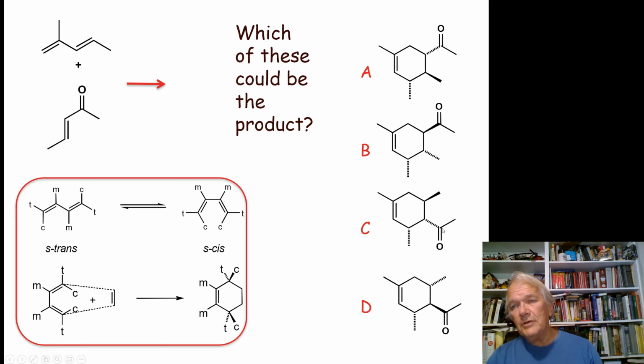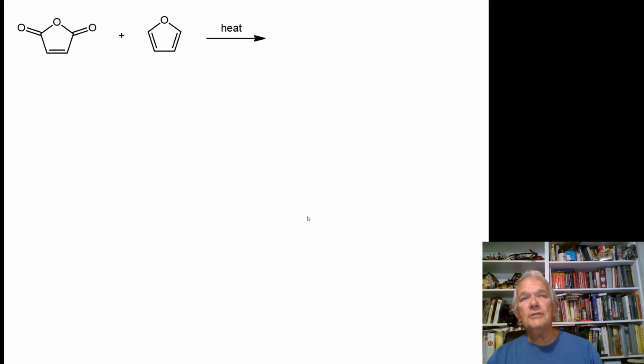Its regiochemistry is correct because the carbonyl is next to the methyl of the diene, and the stereochemistry is the right diastereomer because it's cis to the methyl. So C is the correct answer. Very good. And let's do one more example.